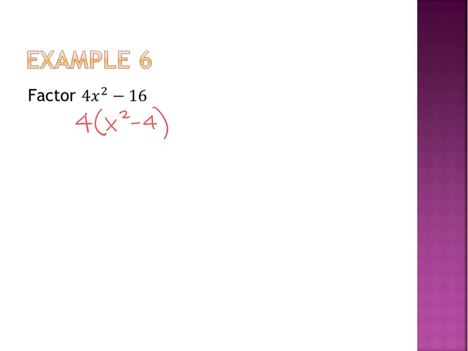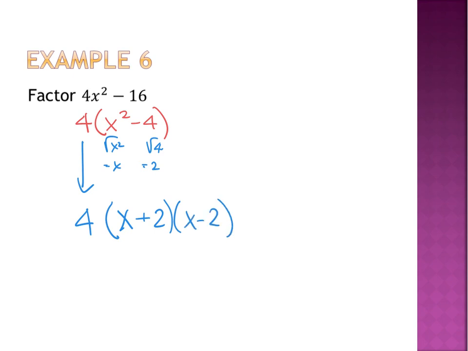And I still have a difference of 2 squares there, I'm hoping. But just to double check, I have the square root of x squared equals x. The square root of 4 equals 2. So if I pull my 4 down, I have 4 times, and then I have my x plus 2, and I have my x minus 2. And this would be the 3 factors for that binomial there.